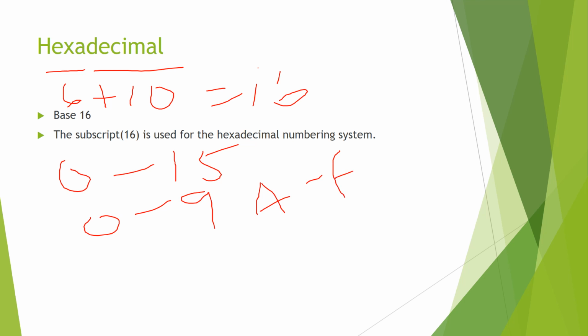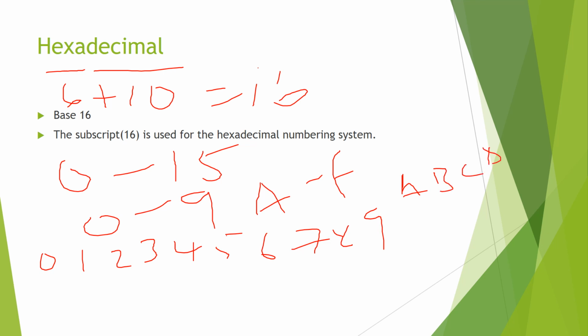So if you are to list all the members of this number system, you have 0, 1, 2, 3, 4, 5, 6, 7, 8, 9. And then from 9 we have A, B, C, D, E, F, where A takes 10, B takes 11, C takes 12, D takes 13, E takes 14, and F takes 15.